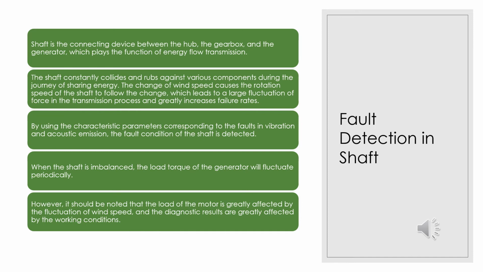By using the characteristic parameter corresponding to the fault in vibration and acoustic emission, the fault condition of the shaft is detected. When the shaft is in balance, the load torque of the generator will fluctuate periodically. However, it should be noted that the load of the motor is greatly affected by the fluctuation of wind speed, and the diagnosis results are greatly affected by the working condition.